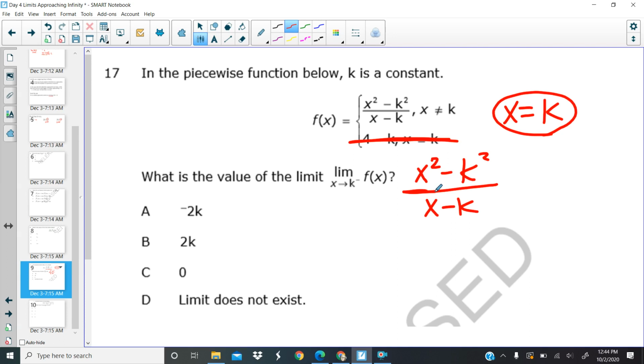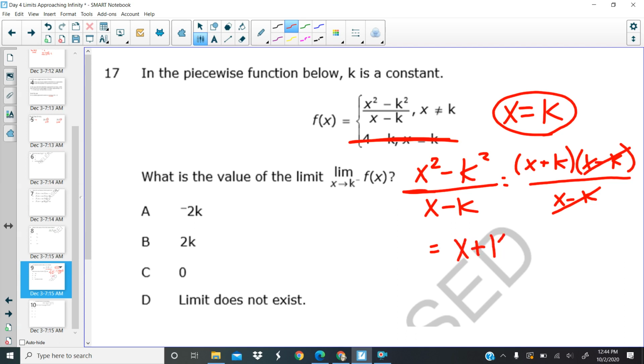In that numerator, we have x squared minus k squared. Even though you don't normally see it like this, that's still just the difference of perfect squares because x squared is a perfect square and k squared is a perfect square. So that can factor down to x plus k times x minus k. And then we're still having that divided by x minus k. Then we can cancel out the common factors, which is this x minus k in the numerator and denominator, and that's just going to equal x plus k.